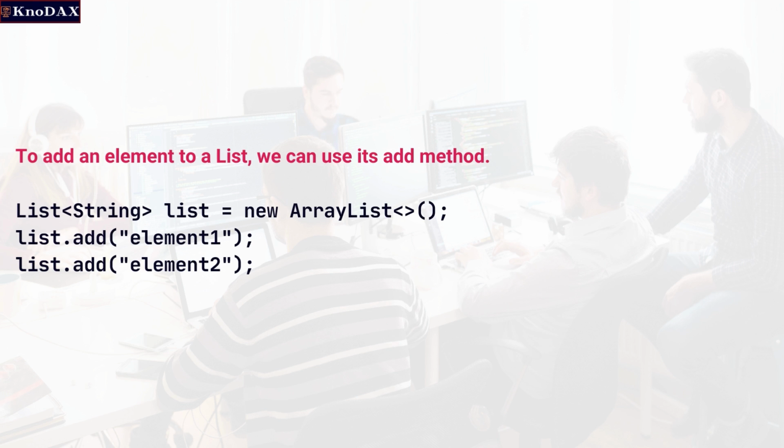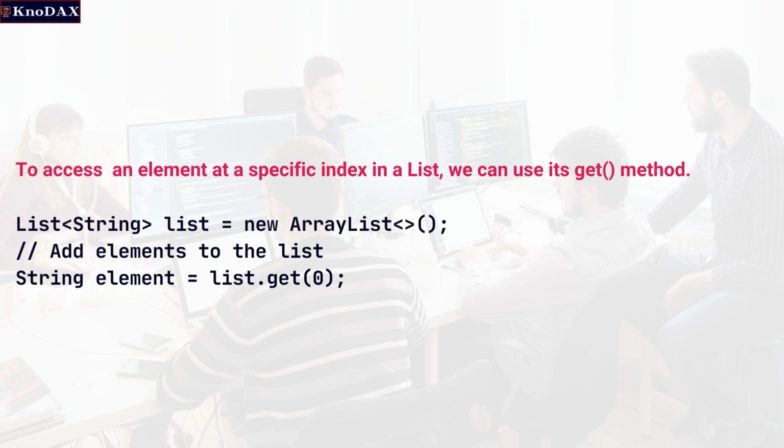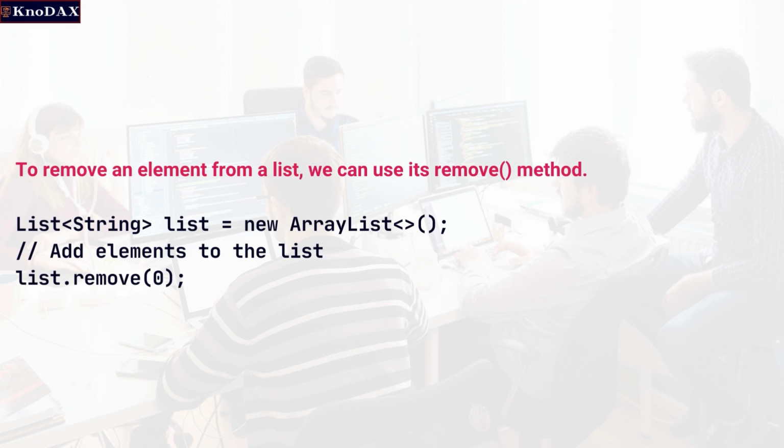How do you add elements to a list? To add an element to a list, we can use its add method. How do you access an element at a specific index in a list? To access an element at a specific index in a list, we can use its get method. How do you remove an element from a list? To remove an element from a list, we can use its remove method.